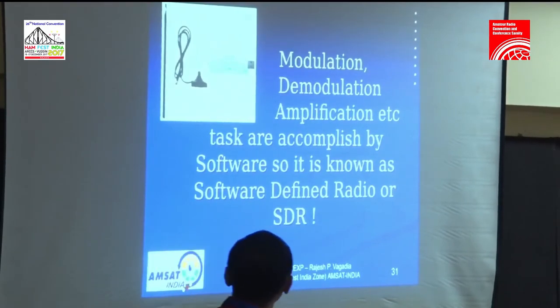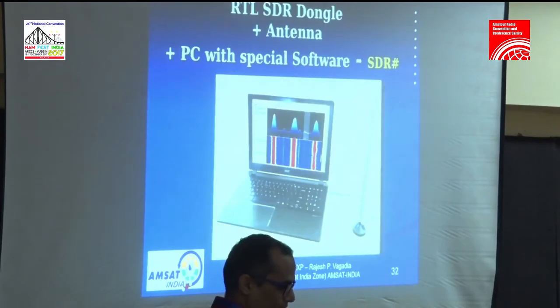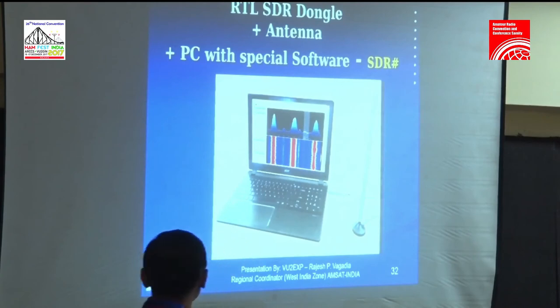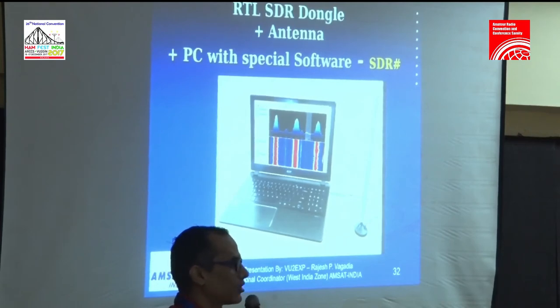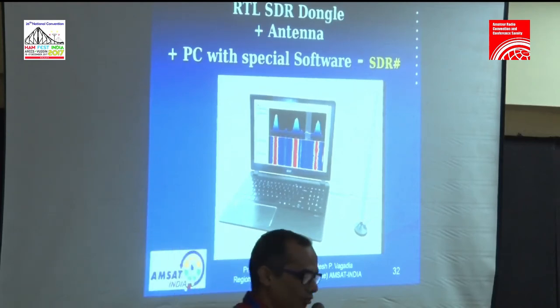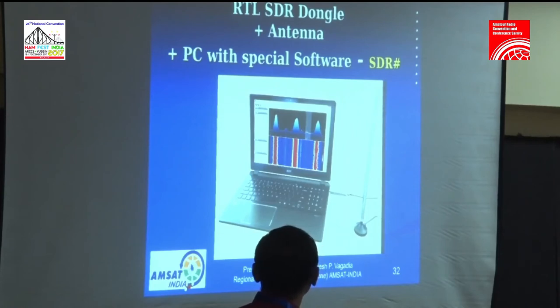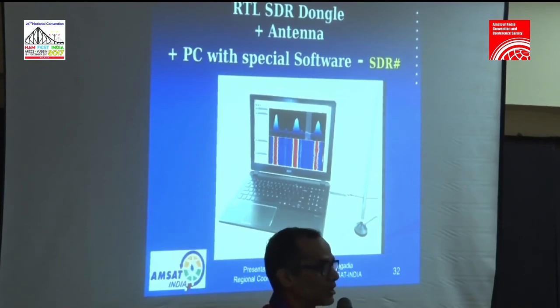This is the simple setup: one RTL-SDR and one basic telescopic antenna. The modulation, demodulation, amplification and other tasks are accomplished by software, so it's known as a software-defined radio, or simply SDR. What you need is a simple PC or laptop and one basic telescopic antenna. But for decent images or decent data, you need a directional or good circularly polarized antenna for this experiment. If you are using a PC, you need special software, HDSDR or SDR# or any similar program.